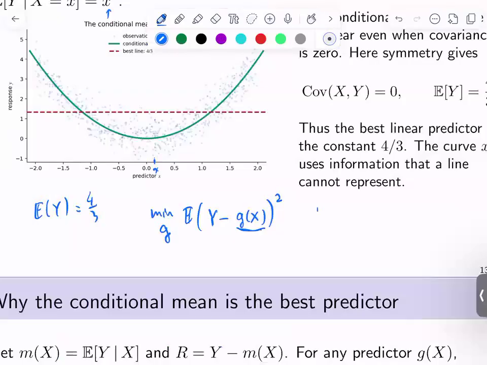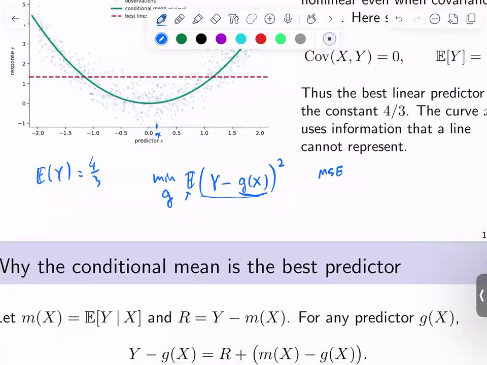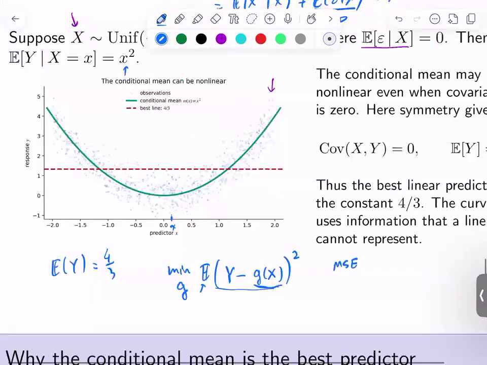This is called the mean squared error of prediction. This is the squared error, the residual of the prediction. The idea is that when I minimize over g, the function that comes out is going to be the conditional expectation.